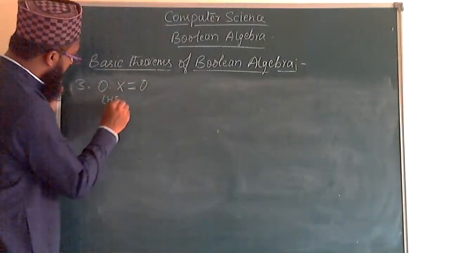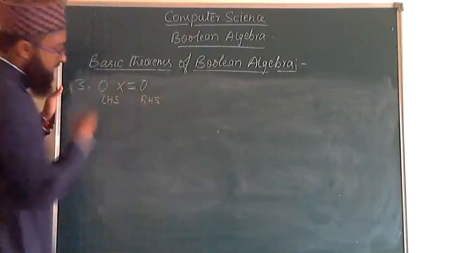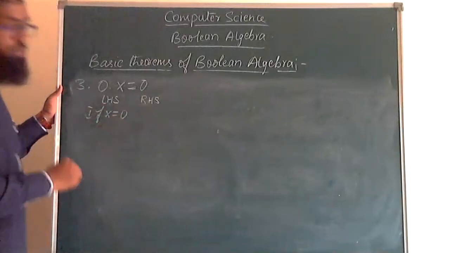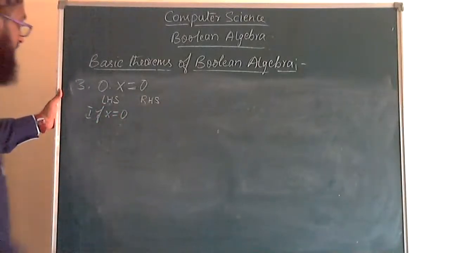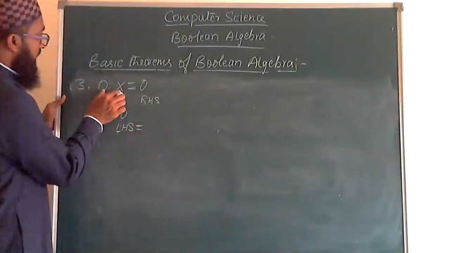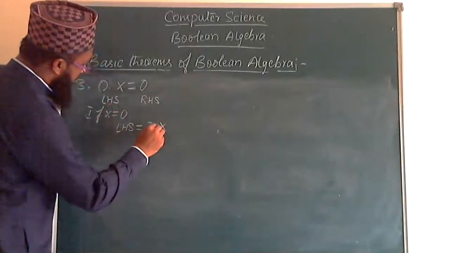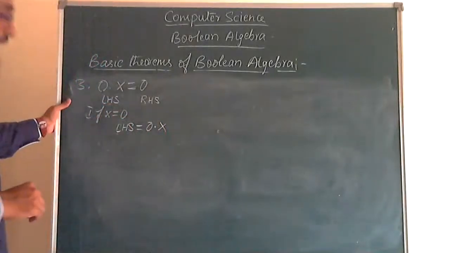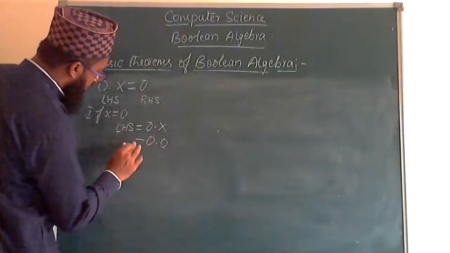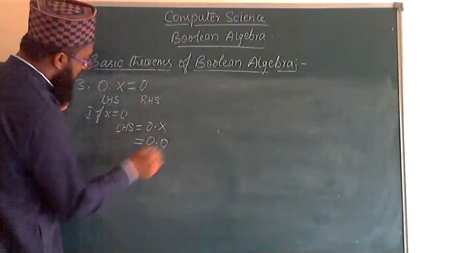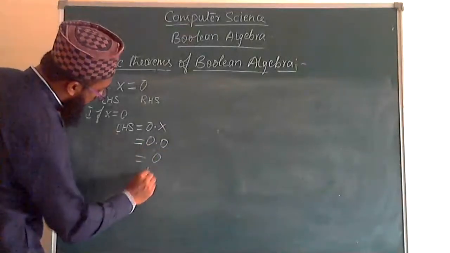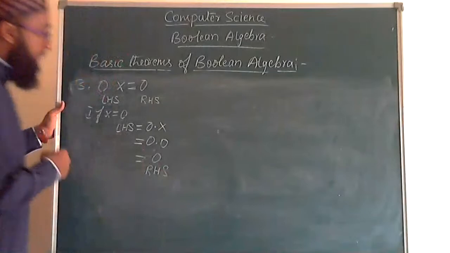Here this is the LHS part and this is the RHS part. First we will take x is equal to 0. We are taking the x value as 0 here. Now prove LHS, the left hand side, 0 into x. 0 into x is 0 into the value of x, which is 0. So 0 into 0 is always 0. This is RHS.